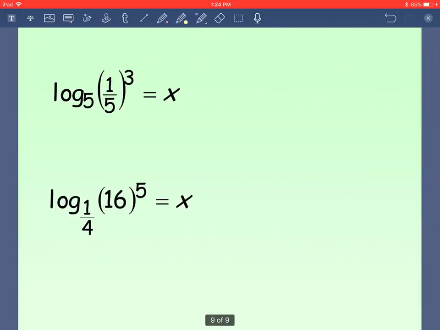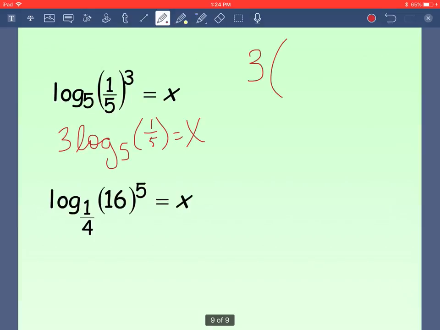So log base 5 of 1/5 to the 3rd power equals x. I can rewrite it by pulling the 3 out to the front. So 3 times the log base 5 of 1/5 equals x. And now if I wanted to solve, I could do 3 times, and now I'm going to put the rest of it in exponential form. So 5 to the x power equals 1/5. So 5 to the negative first power is 1/5. So I get 3 times -1. So I end up with -3.